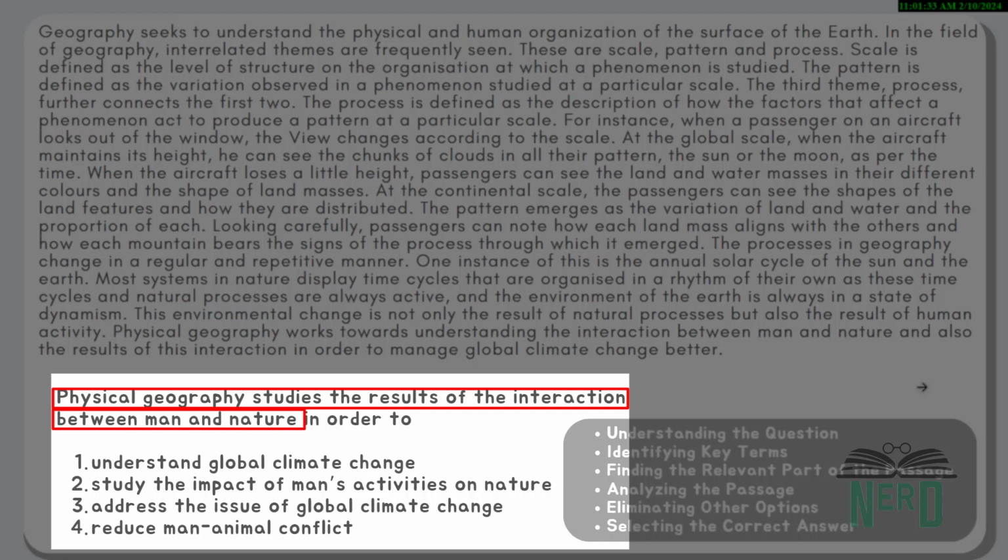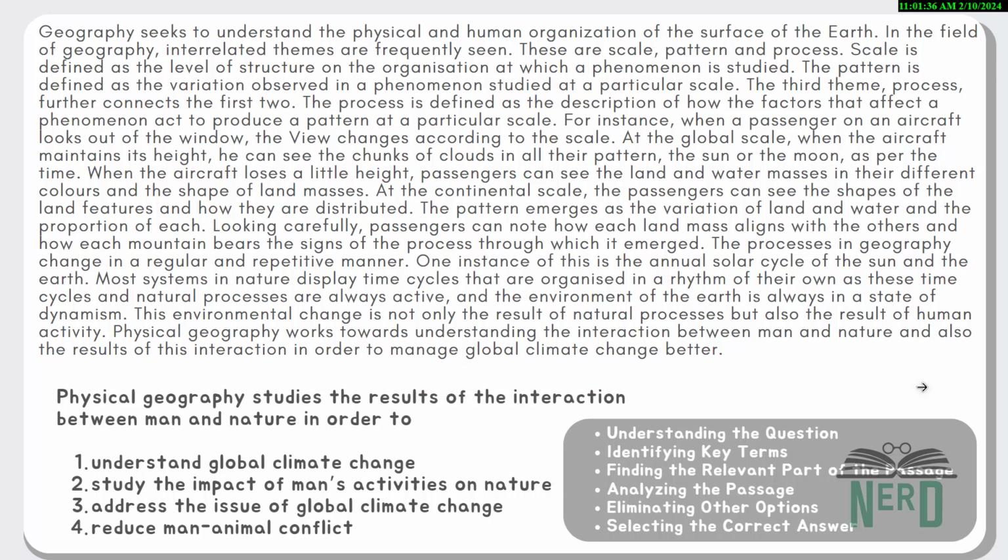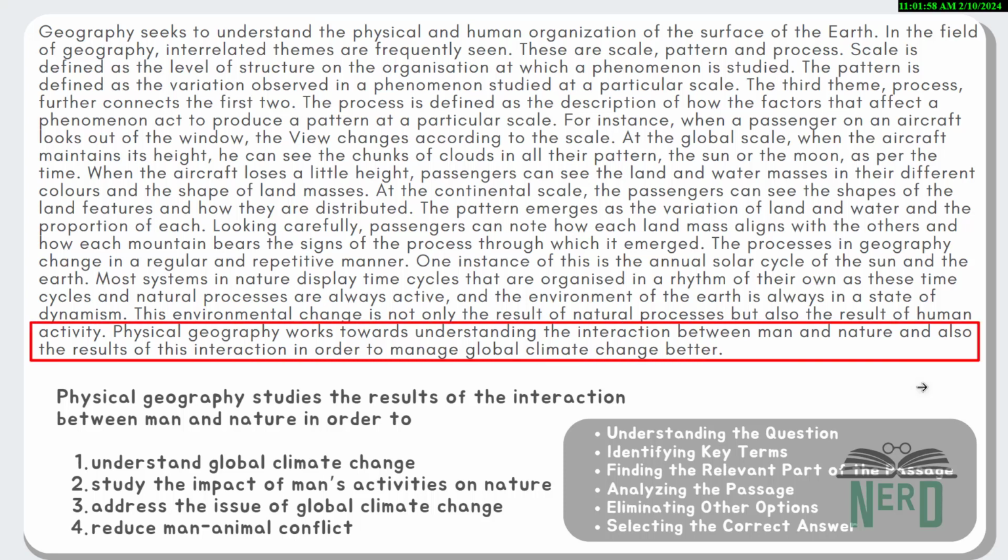So this guides us to look for a part of the passage discussing the aims of physical geography, then finding the relevant part of the passage. That's our next step, right? So toward the end of the passage, you see there's a sentence that directly relates to the question, like physical geography works toward understanding the interaction between man and nature and also the results of this interaction in order to manage global climate change better, right?